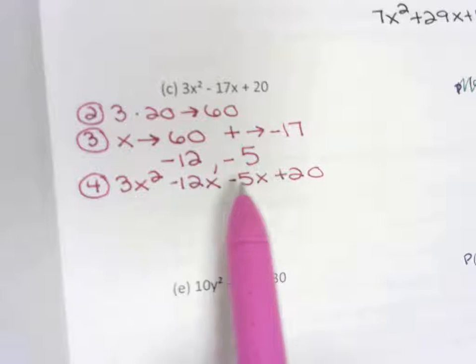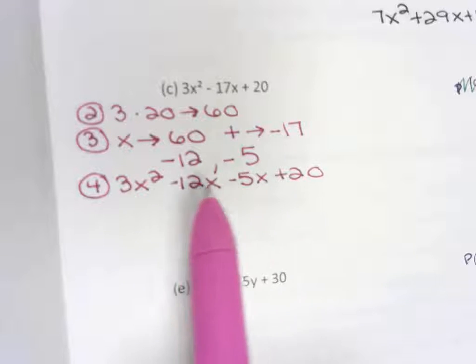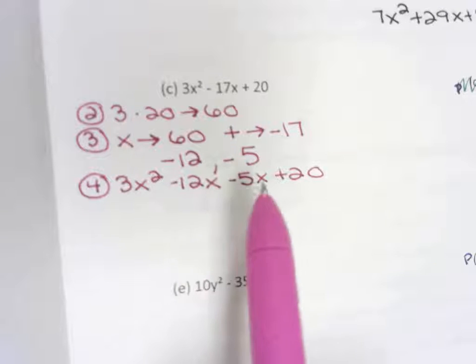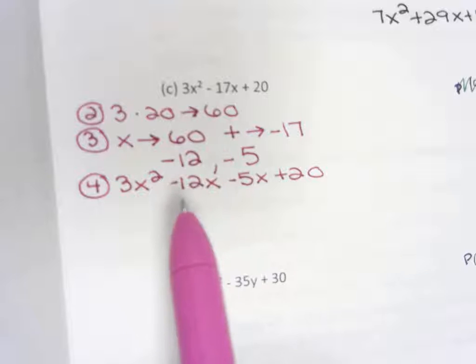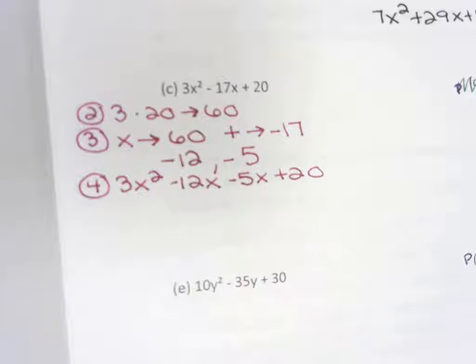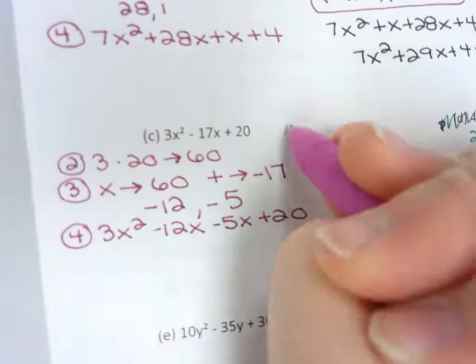Make sure you put an x with it. This is someplace else I see a mistake, is forgetting the x. Make sure you put an x because I'm replacing negative 17x. So you need a negative 12x and a negative 5x. Any questions so far? Okay, step 5.